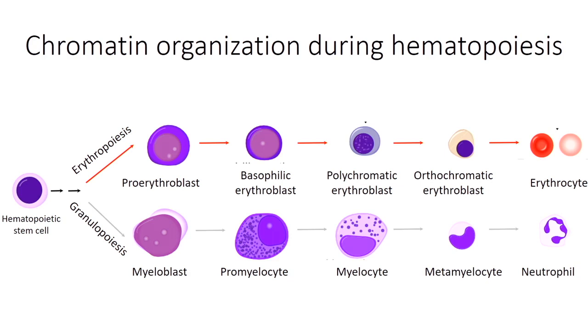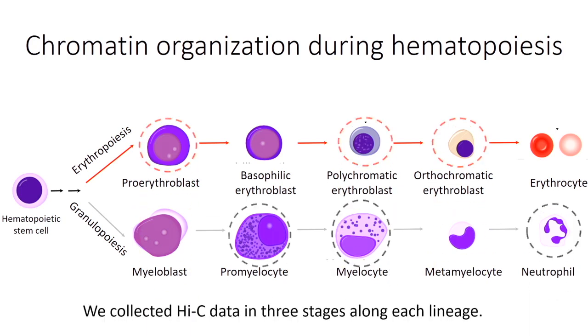I'm sure most of you are familiar with the different stages of hematopoiesis. We're showing here just the red blood cell and the white blood cell lineage. What we've been doing is assaying the three-dimensional architecture at 3 different time points during each of these lineages so that we can try to characterize how that architecture is changing through differentiation.